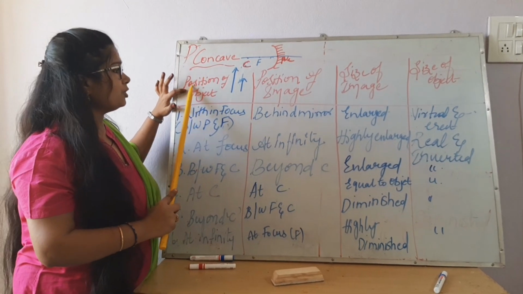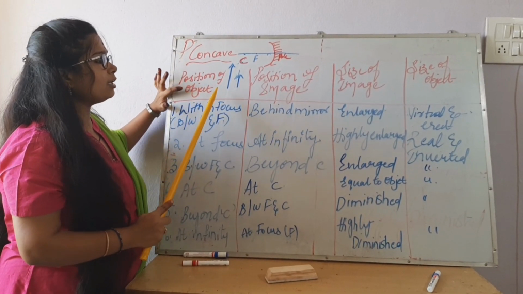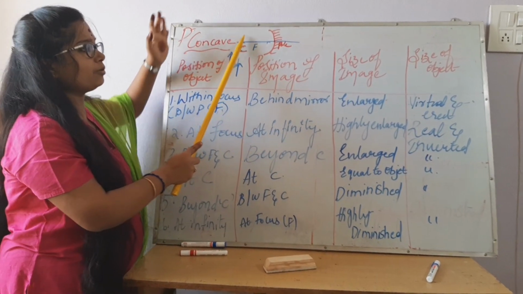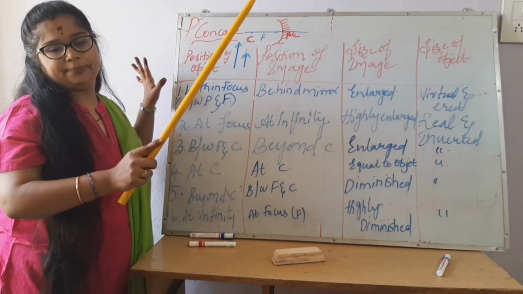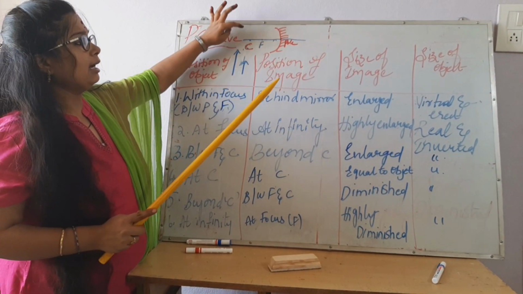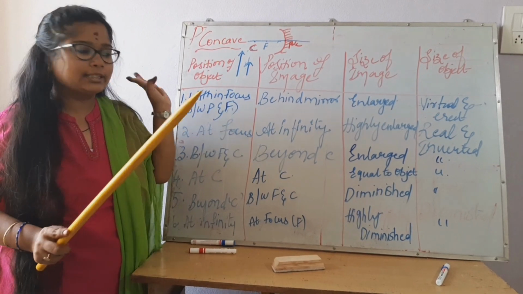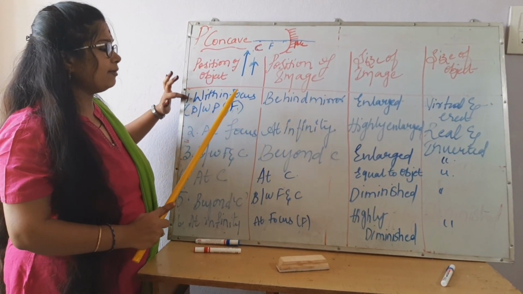So first, let me tell you the first one, position of the object. The object will always be kept to the left of the mirror, mostly, and in an erect manner only. First, within the focus.